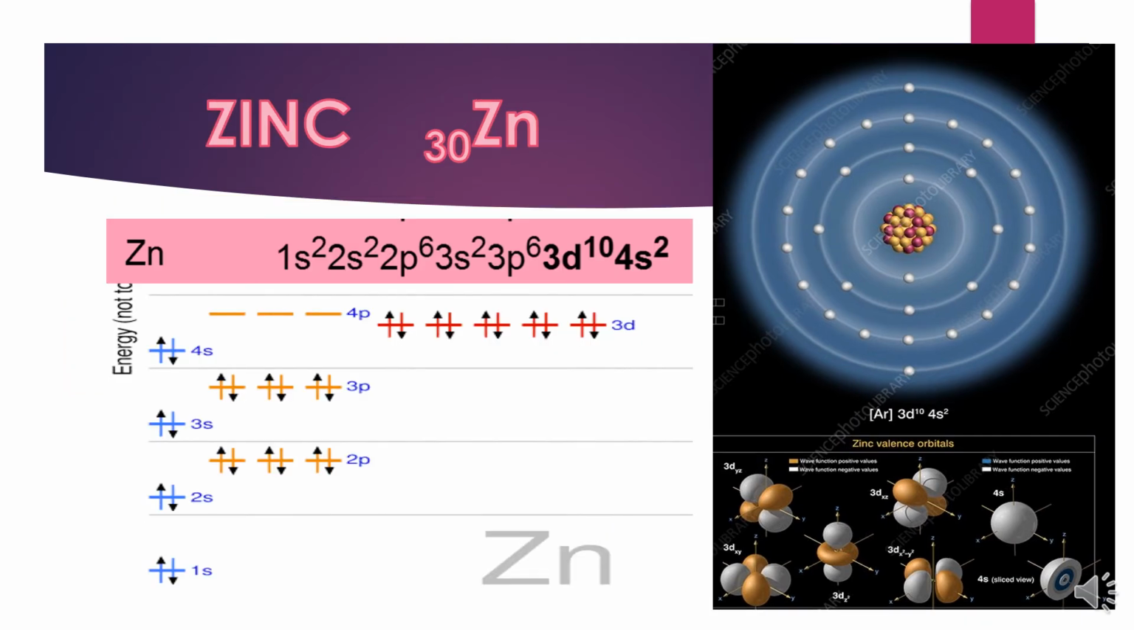The last element of this transition series is zinc with atomic number 30. So there are 10 electrons in the 3d orbital, and 2 electrons in 4s2. So its configuration is 3d10 4s2.